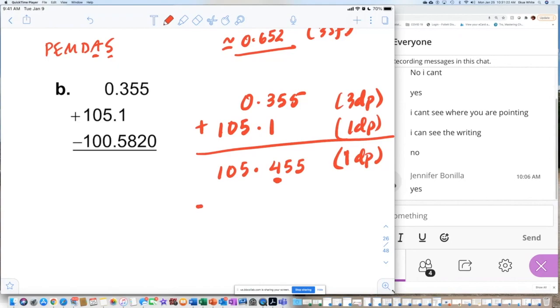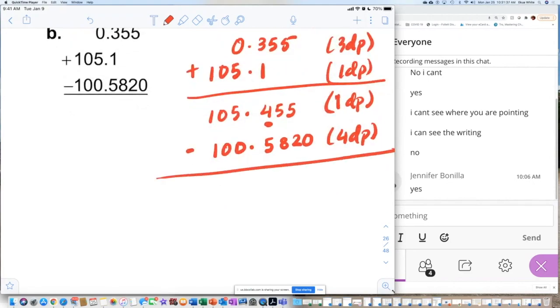Okay? So at this point, I'm going to subtract. After I got that, subtract 100.5820. This is what? 4 decimal places? So between these two, my final answer has to match that. So it has to be 1 decimal place. Okay? So I'm going to take this minus that, the top number, which I still have on my calculator, minus the 100.5820, which is going to be 4.873. But this answer can only have one decimal place.